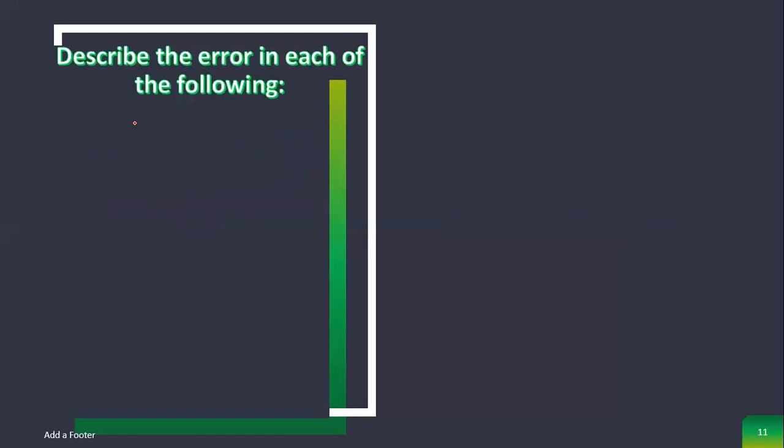Now, I want you to describe the error in each of the following. Let's have this one: 5 is a subset of the set of natural numbers. Is there an error here? All right. So there is no error in the statement because 5 is a natural number. We all know that 5 is a counting number, so 5 is an element of N, the natural numbers.